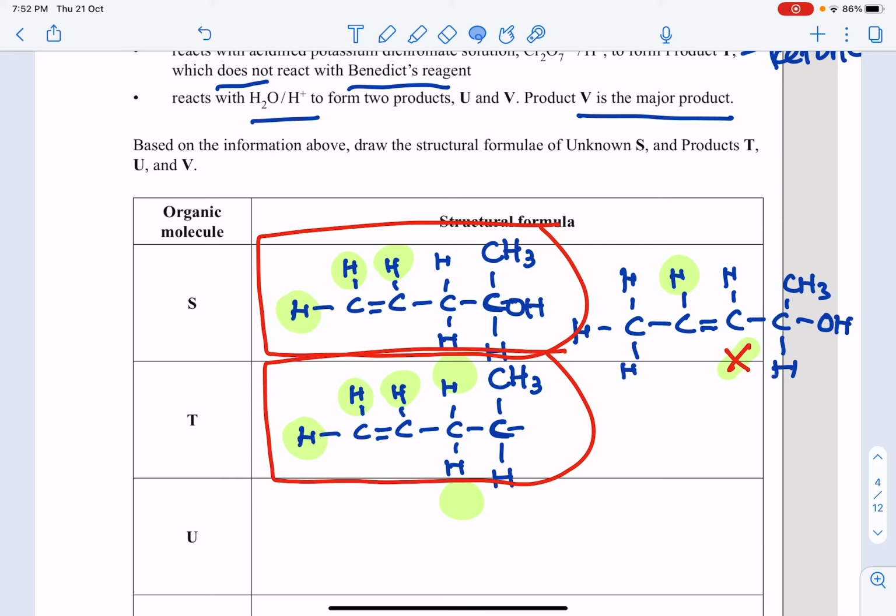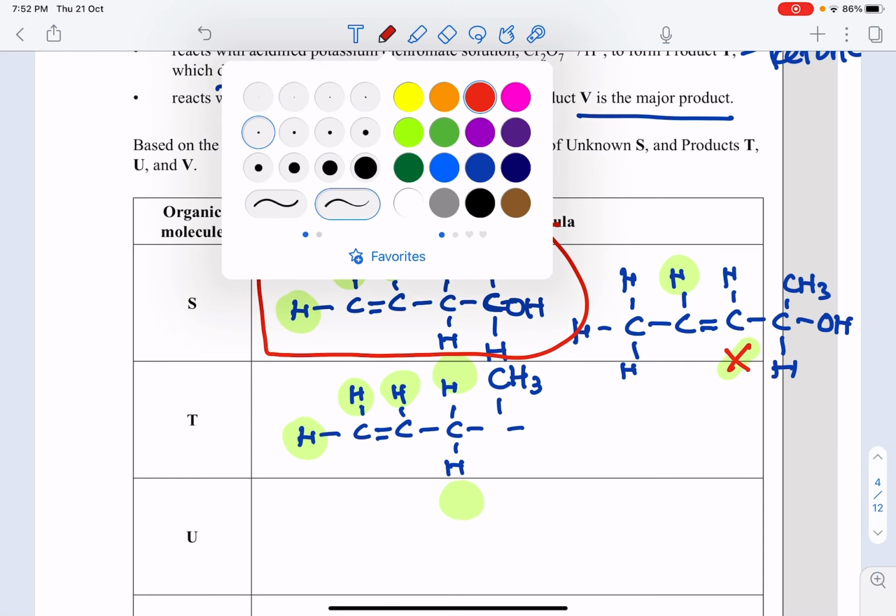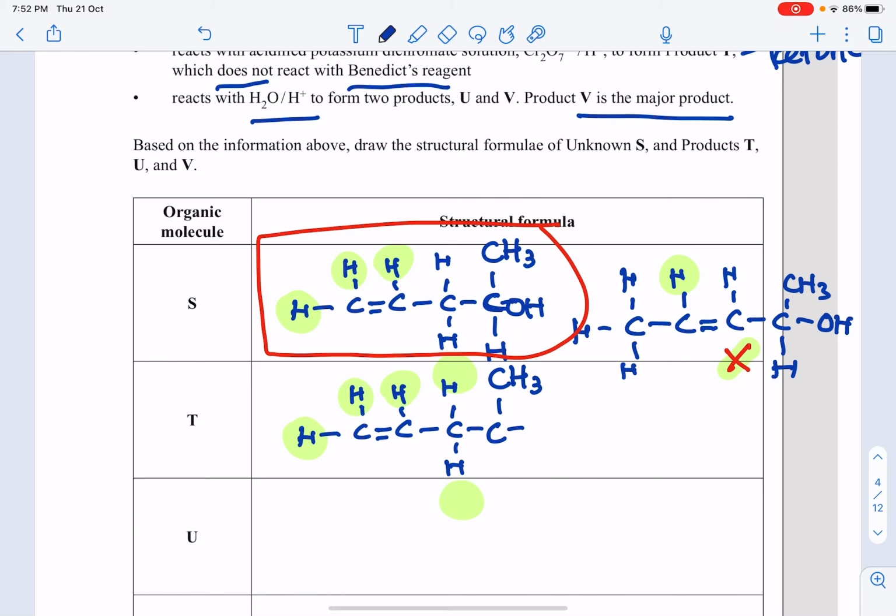So first, to put in the oxygen, I will have to erase this hydrogen right here. Same thing, I have a C here. I'm going to use a different color to show that it becomes a ketone, like this. So this is compound T. A secondary alcohol becomes a ketone through oxidation.